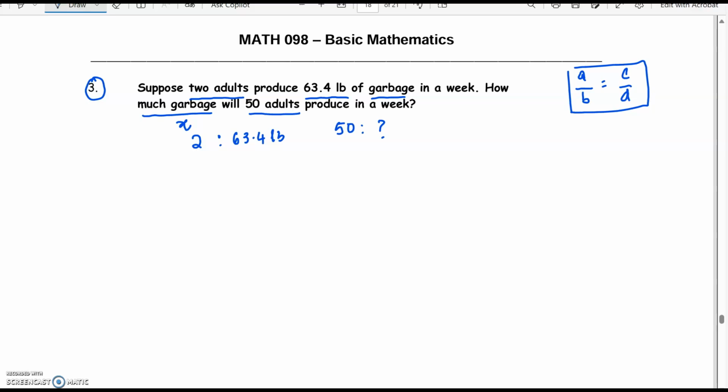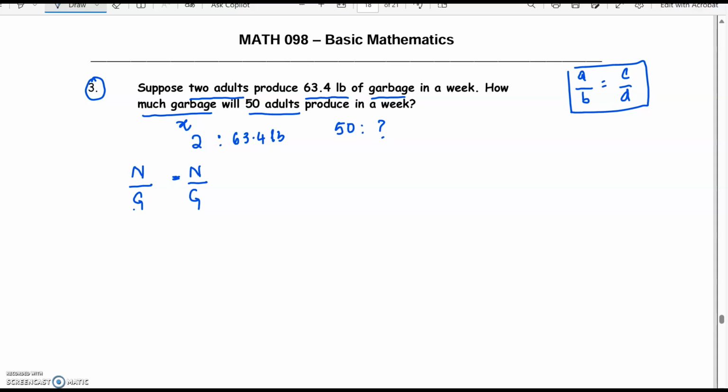So what are the two quantities that are being compared? Number of adults, amount of garbage. So make sure you have number of adults in the numerator. It doesn't matter which way you go, but make sure you're consistent on both sides. If number of adults is in the numerator on the left, make sure that the number of adults is in the numerator on the right side. If the amount of garbage is on the left in the denominator, then the amount of garbage on the right should also be in the denominator. So the two quantities are number of adults and the amount of garbage in pounds.